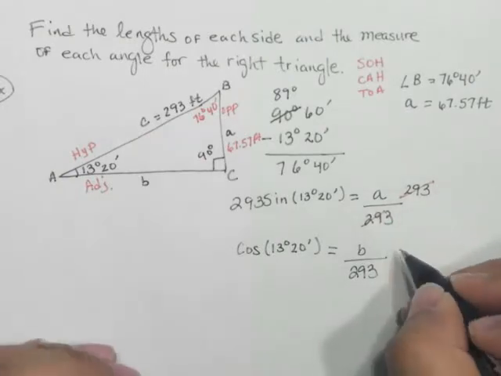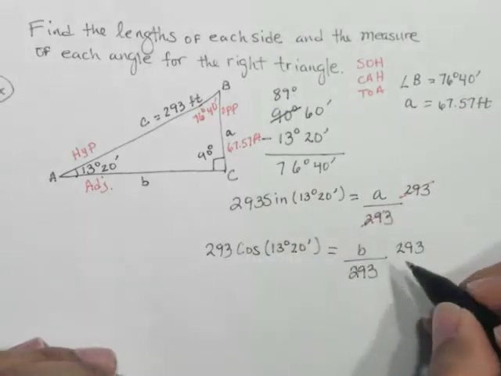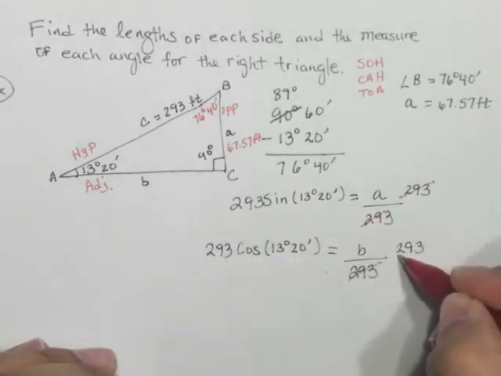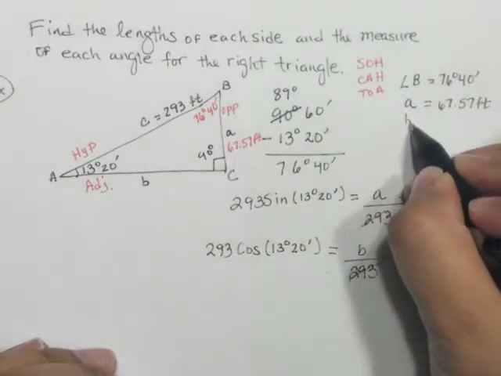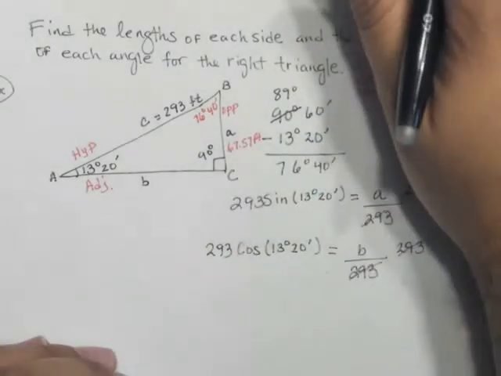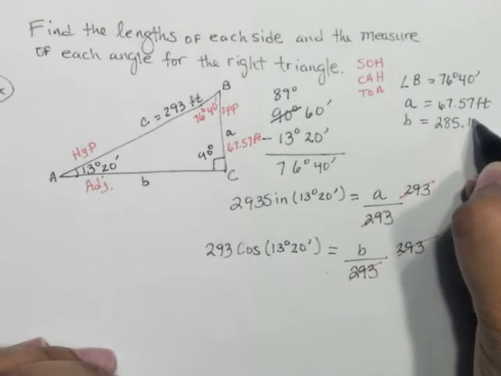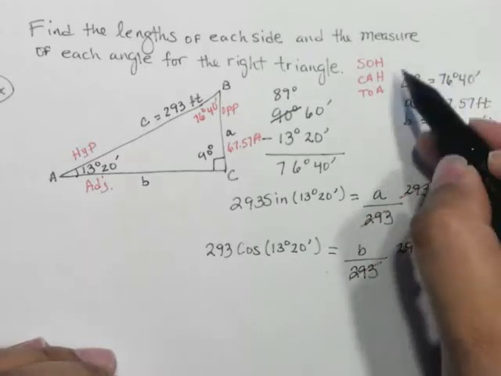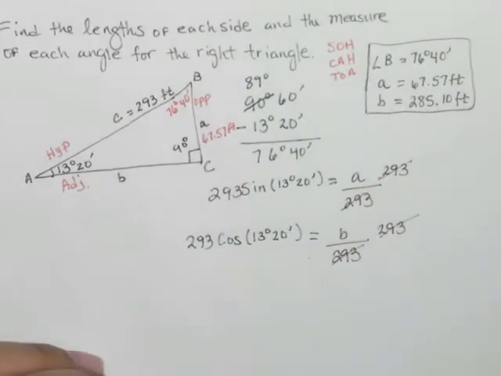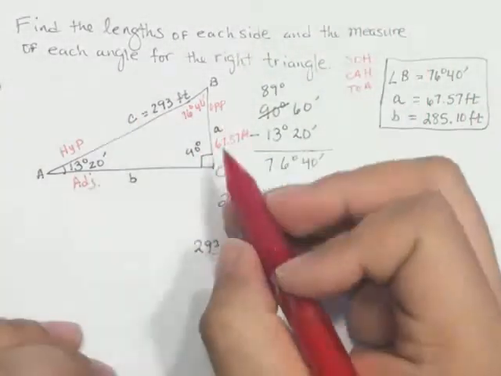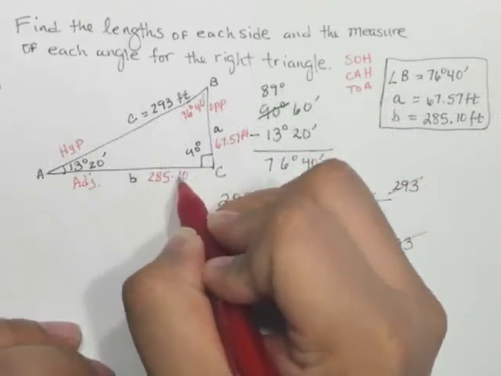Again, multiply both sides by 293, and then you're going to enter this right here on your calculator, and you'll get the side length of B, which is 285.10 feet. So these right here are the answers to this question. We've satisfied everything that we needed to satisfy by solving the complete triangle.